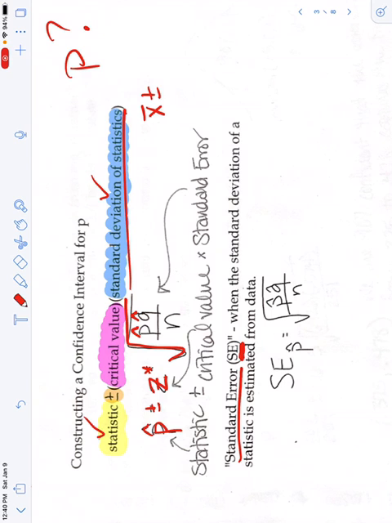When the standard deviation of a statistic is estimated from the data, so your standard deviation is using P hat and Q hat instead of P and Q, that's when it's referred to as a standard error. So the standard error of P hat is the square root of P hat Q hat over N. Okay, so nothing big changed. It's just some terminology that you need to watch out for. So standard error is the same thing as standard deviation when that standard deviation is made from sample information.